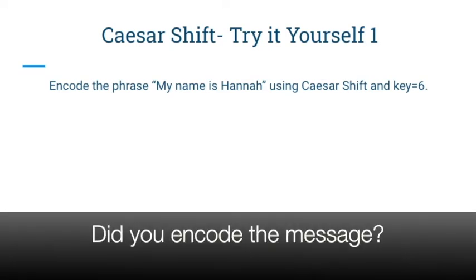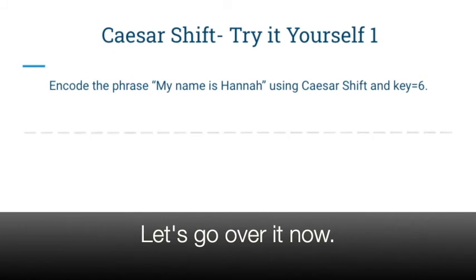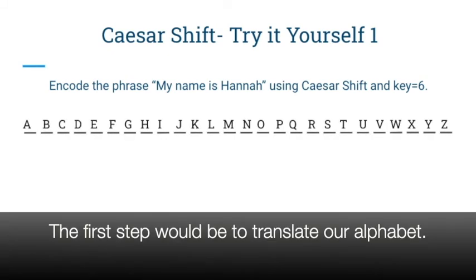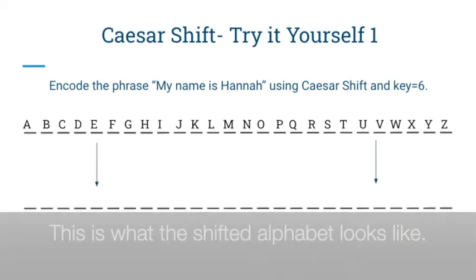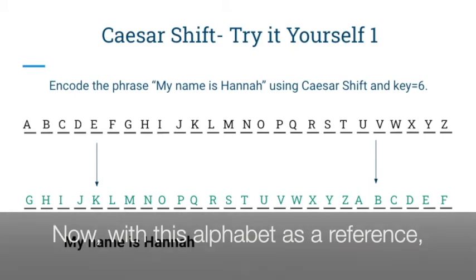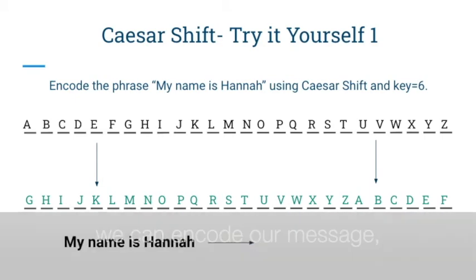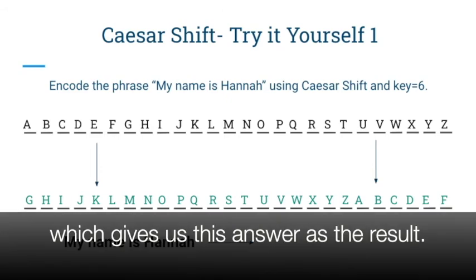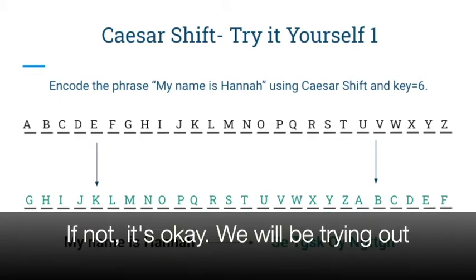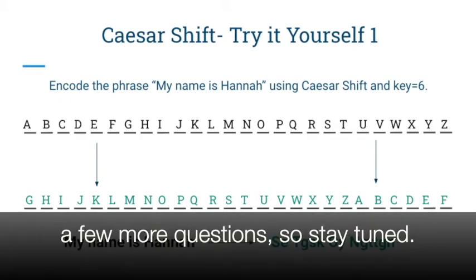Did you encode the message? Let's go over it now. The first step would be to translate our alphabet. This is what the shifted alphabet looks like. Now, with this alphabet as reference, we can encode our message, which gives us this answer as the result. Did you get it? If not, it's okay. We will be trying out a few more questions, so stay tuned.